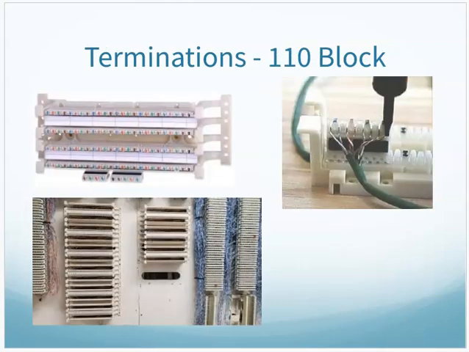The other type of termination they mentioned is a 110 block. This kind of was an evolution. This was an AT&T development, if you will. This was an evolution, being able to carry phone as well as data. This was some of the beginning data terminations here, using the 110 block.